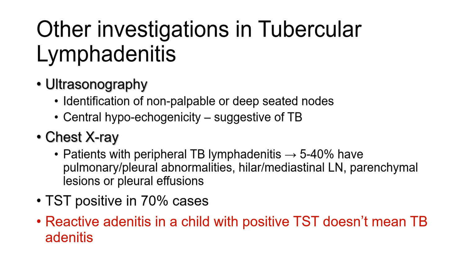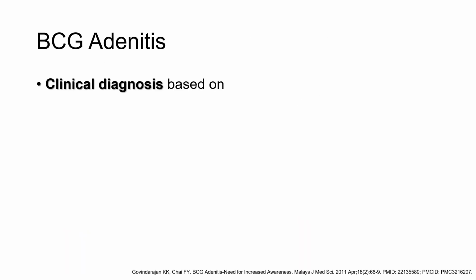So the diagnosis of TB adenitis should not rely upon the positivity of tuberculin skin test in that person. That I want to focus on. Now coming to BCG adenitis. What is BCG adenitis? BCG adenitis means basically a lymphadenopathy that has been caused in response to the BCG vaccination.